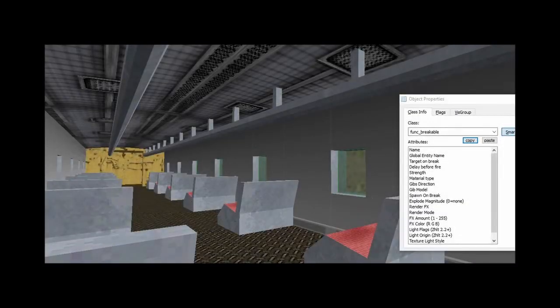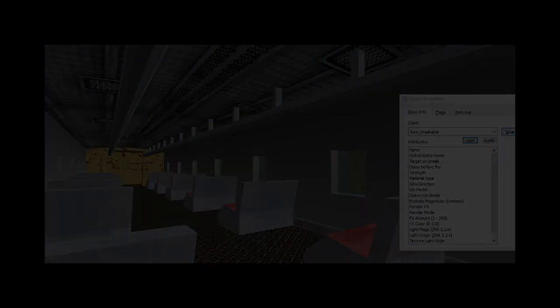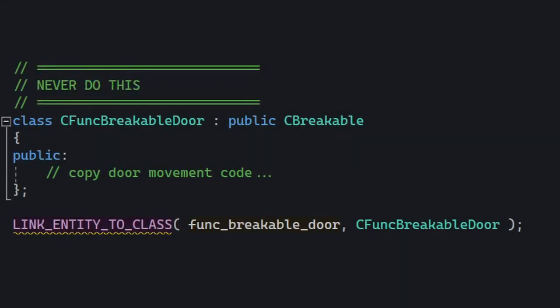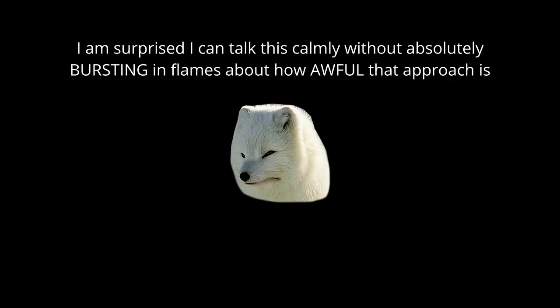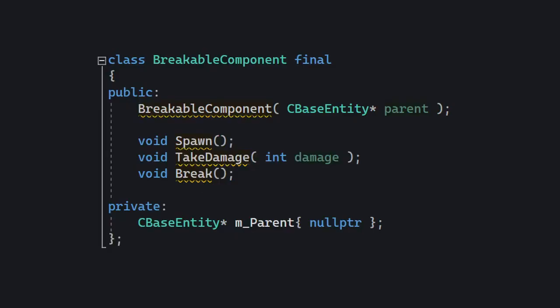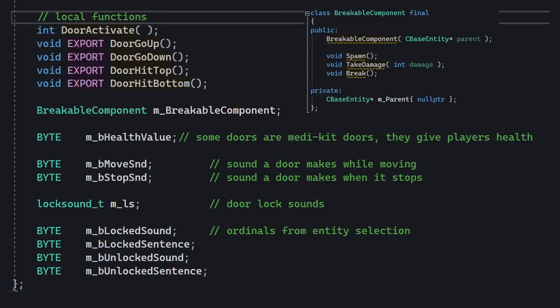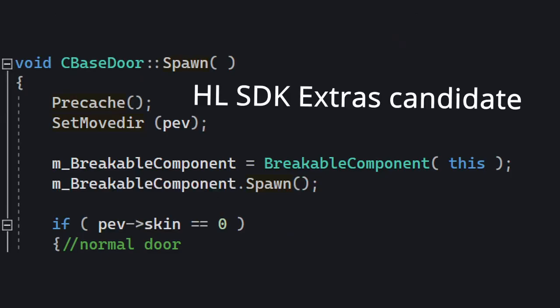Now, breakable doors and trains are a bit complex, so that's gonna have to be in a separate video. We could just inherit from func breakable and add door functionality, or inherit from func door and add breakable functionality, but honestly, if you ask me, that's a pretty bad approach. You see, if I were you, I would rather write a breakable component and add that to these entity classes as a member variable. But anyway, now finally, trigger timer.